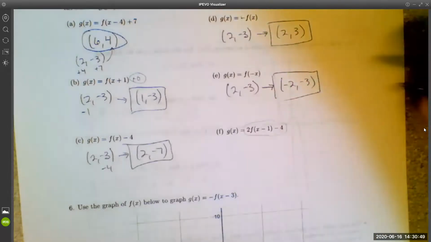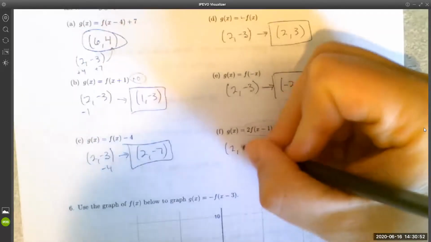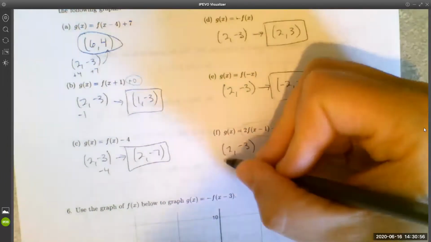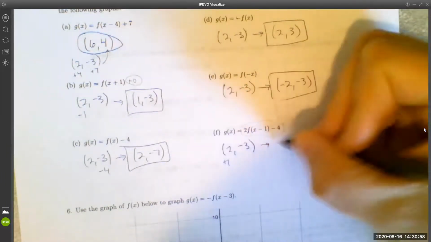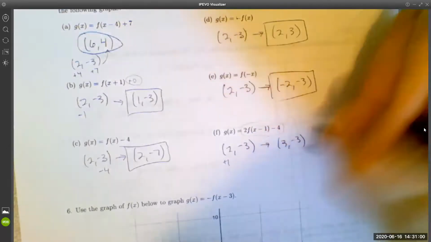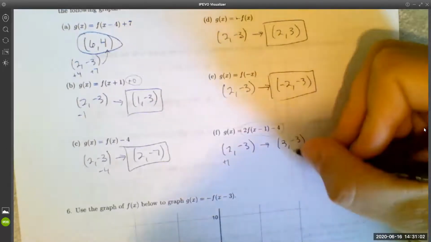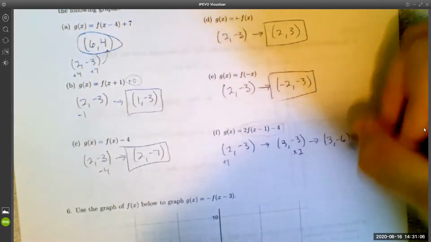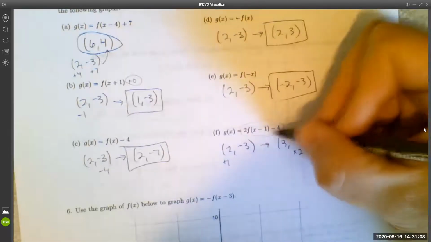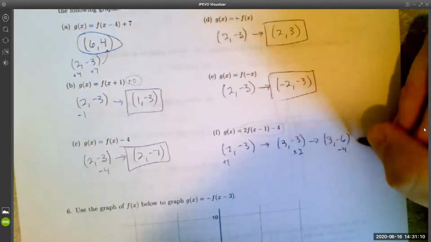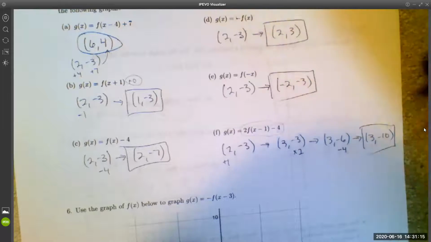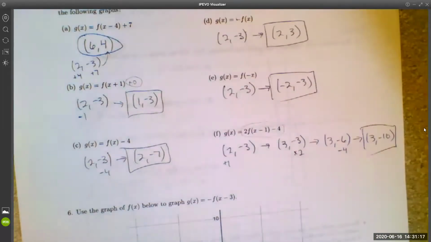Okay, so (2, -3). First of all, I'm going to add 1 to my x coordinate. That's going to put me at (3, -3). Then I'm going to multiply my y coordinate by 2. That's going to put me at (3, -6). And finally, I'm going to subtract 4 from my y coordinate, and that's going to put me at (3, -10). And that's where that point lands under those transformations.